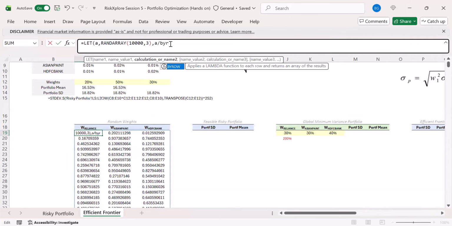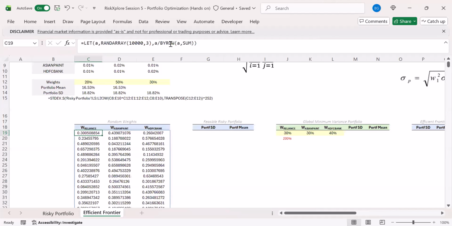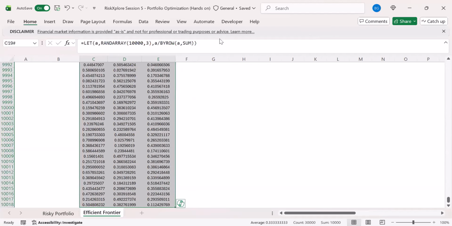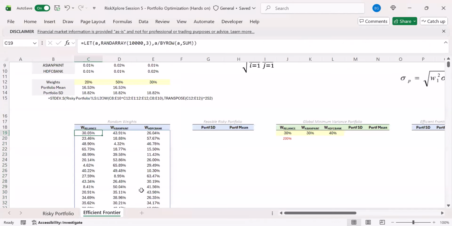So we need the sum of each of the rows, and we have to divide the random numbers we got by the sum of each of the rows. So BYROW A, comma, SUM. If we do that, and change the formatting, you can see that we have generated 10,000 random portfolios with different weights. If you press the F9 key, you can see the weights are changing. So we got 10,000 such random portfolios whose total weight is 100%, and we have random allocations to each of the 3 stocks.